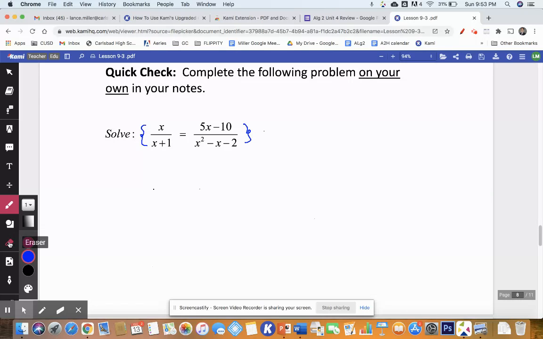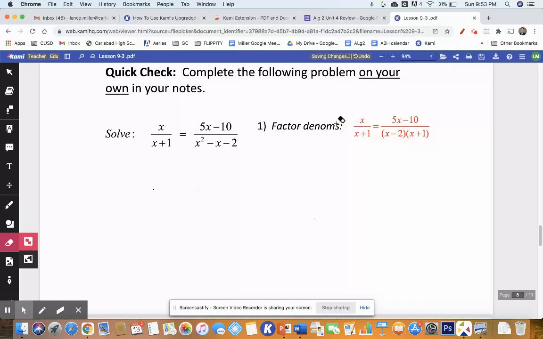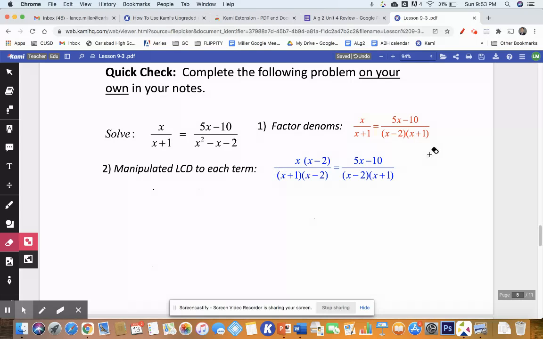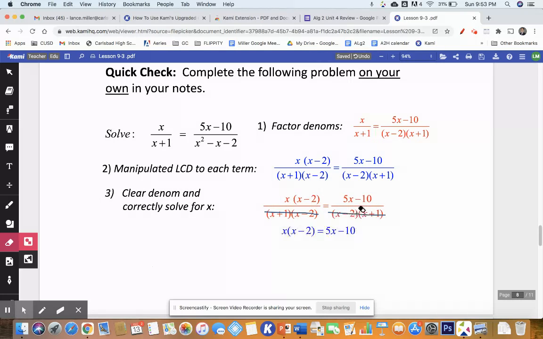All right, step 1, factor, right? So you're going to factor the denominators. From there, we need to create an LCD, which would be x minus 2 times x plus 1. So on the left, we have to multiply by x minus 2. On the right, we don't have to do anything. We're going to clear the denominator since they're the same, and we're going to solve for the numerator. All right, clear them, we get x times x minus 2 equals 5x minus 10.